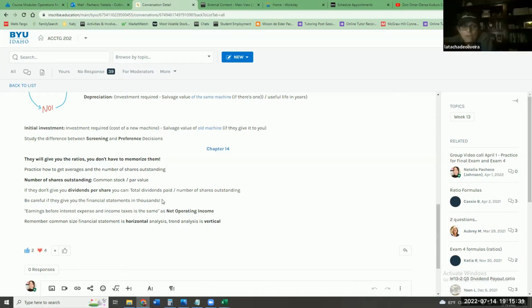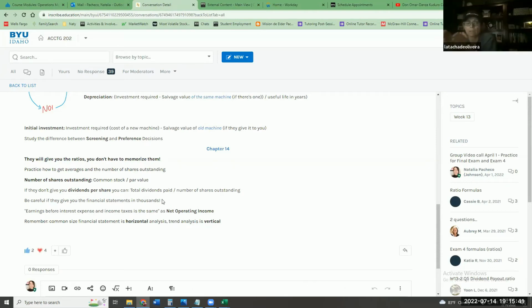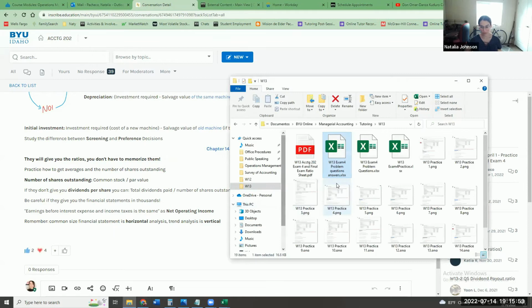And the common stock is usually on the balance sheet, and it usually gives you a dollar amount, so the answer is right there. You just take the current year's common stock and divide it by the par value. So it's not the average common stock? No. Let's see if I can find it.